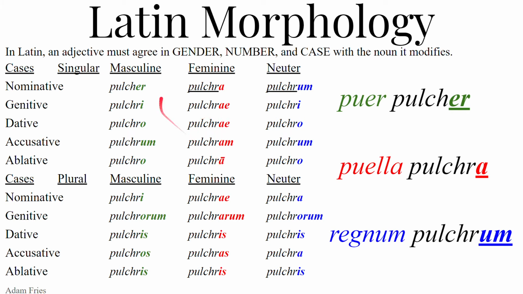All of them, except for this guy. Leave this guy alone. Leave him whatever the dictionary says he should be, pulcher. So e, o, e, orum, is, os, is for the masculine, second declension endings. A, orum, as, is for the feminine, that's first declension endings, and for the neuter, e, o, a, orum, is, a, is for second declension neuter. So puer pulcher, puella pulchra, and regnum pulchrum. So a beautiful boy, beautiful girl, and a beautiful kingdom.